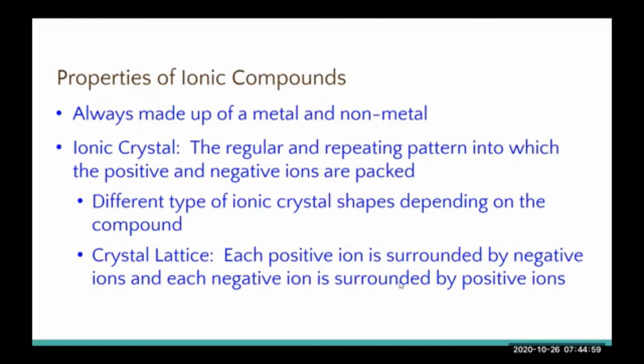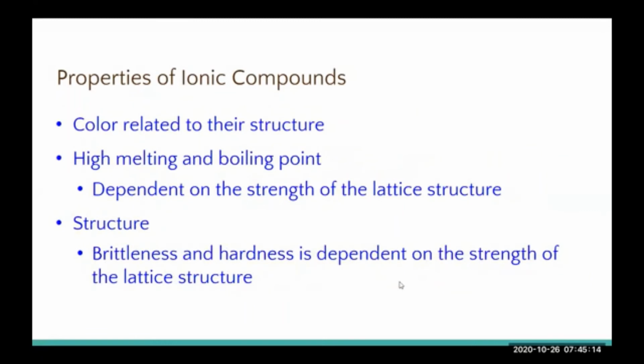Keeping in mind that each positive ion is surrounded by negative ions, and each negative ion is surrounded by positive ions, because just like magnets, positive does not want to be by positive and negative does not want to be by negative. Your crystal lattice leads to your lattice energy, which we will talk about in a second. But let's talk about some more properties of ionic compounds.